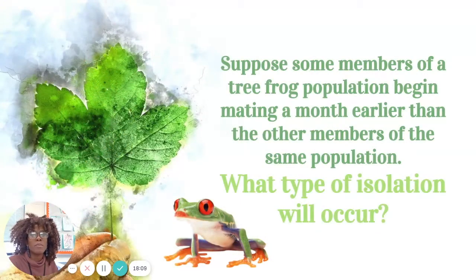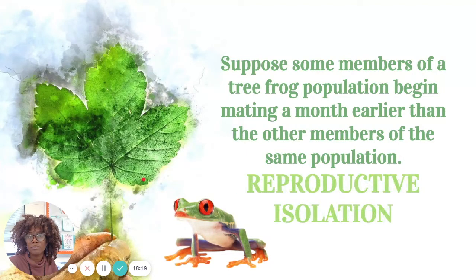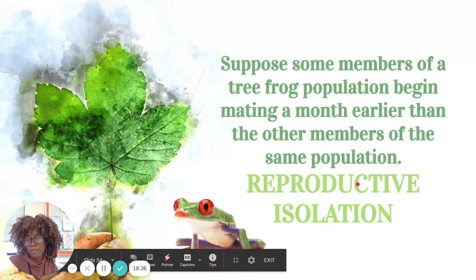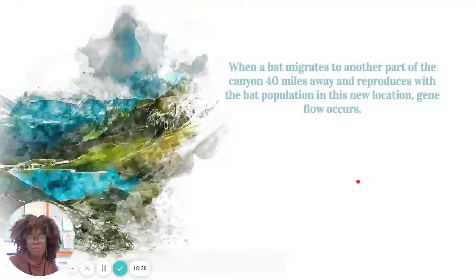Okay, suppose some members of a tree frog population begin mating a month earlier than the other members of the same population. What type of isolation will occur? Reproductive isolation. They're mating at a totally different time. That's reproductive isolation. You also could have said behavioral isolation because they have different mating behaviors, the different timing of it. But just know that behavioral and geographic isolation lead to reproductive.